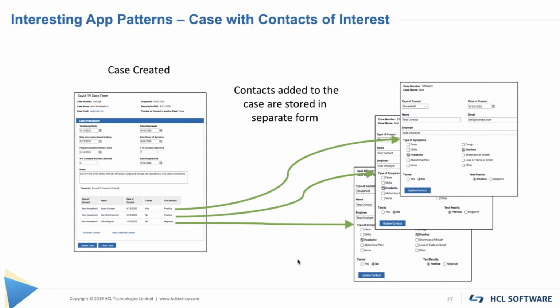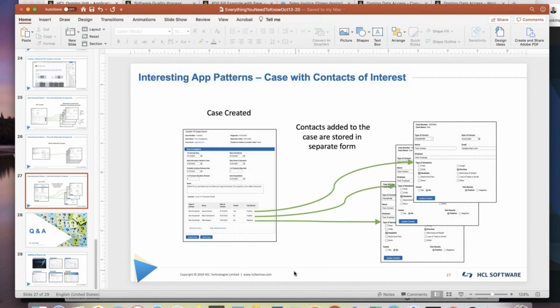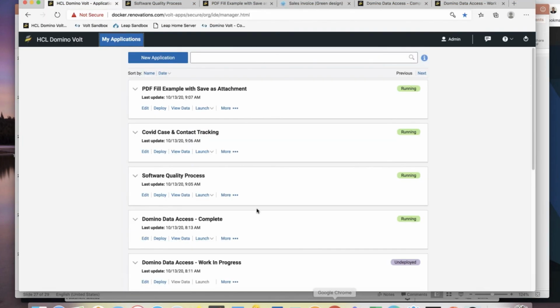So one of the questions was, well, why am I storing the contacts in a different form, a different database? Well, one of the reasons is, let's say I'm opening up a case. Wouldn't it be interesting to know if this person that I'm opening a case for was a contact in another case? Well, I can do that. So, you know, a similar pattern. I'll take a look at this up quickly.